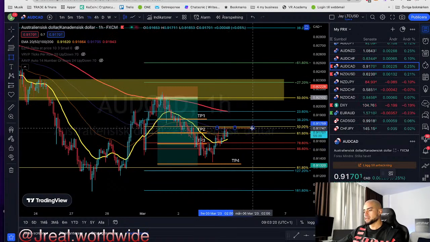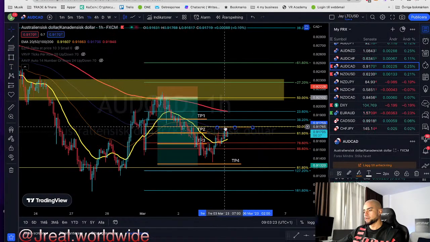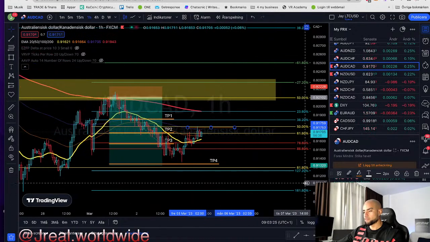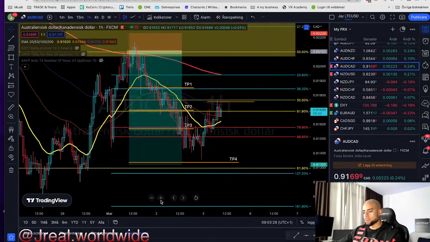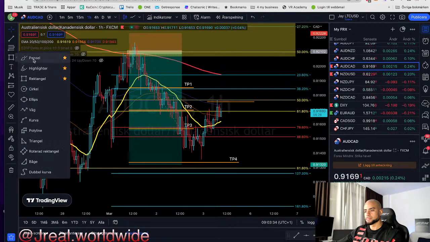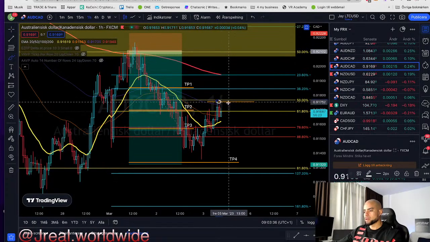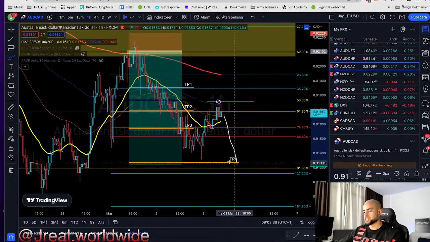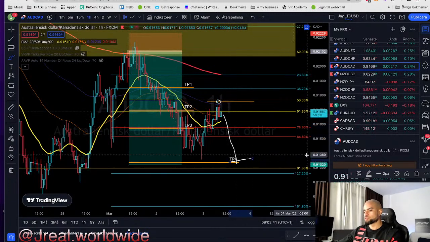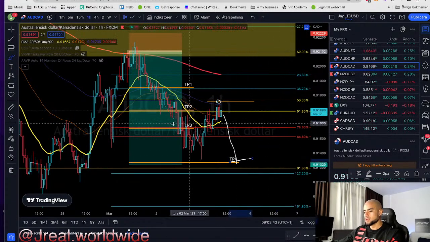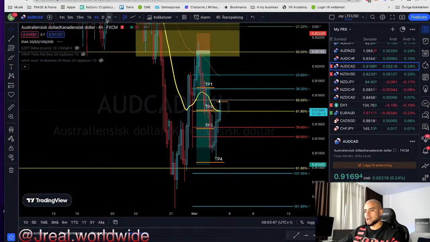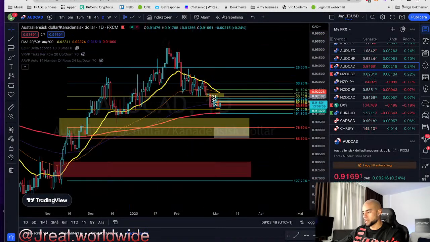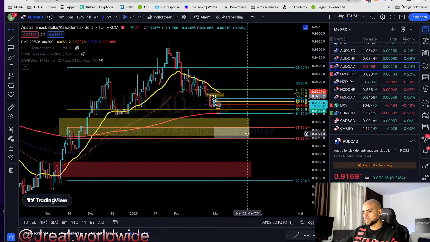So it faced rejection here. We're at the 4 hourly time frame now. No, we're at the hourly time frame now. But what I'm seeing is market bounced off here and I'm seeing it coming down, smashing TP4. So if you're in this trade, let it run. But not only that, actually see it coming down lower. I'm gonna show you guys why. Because of this.